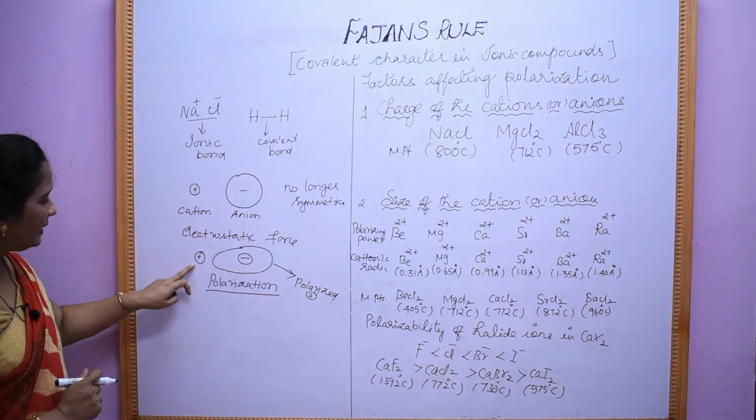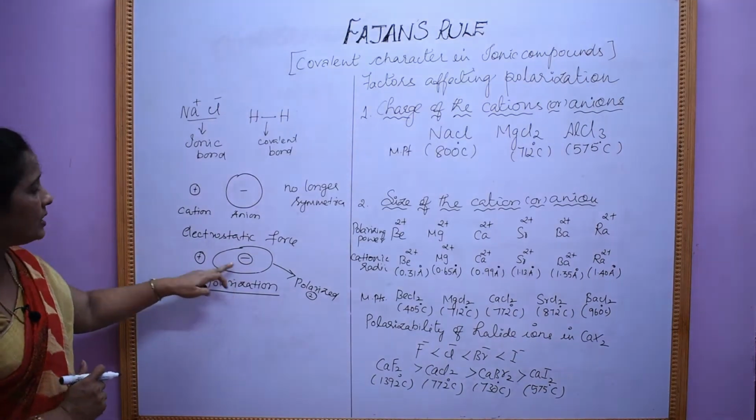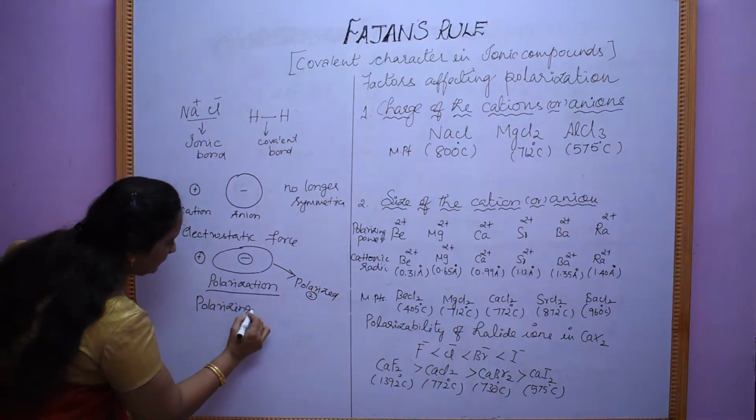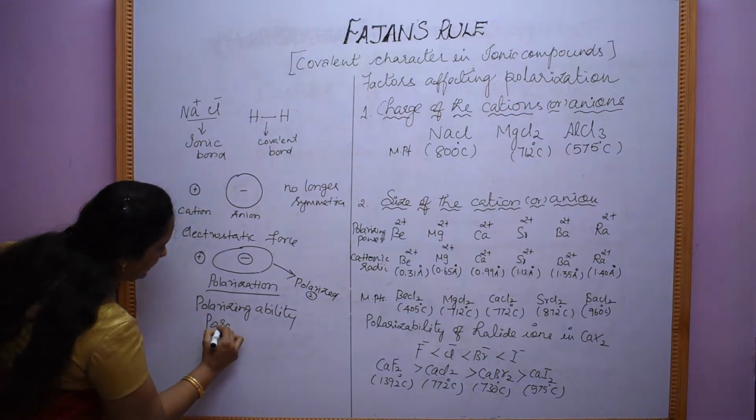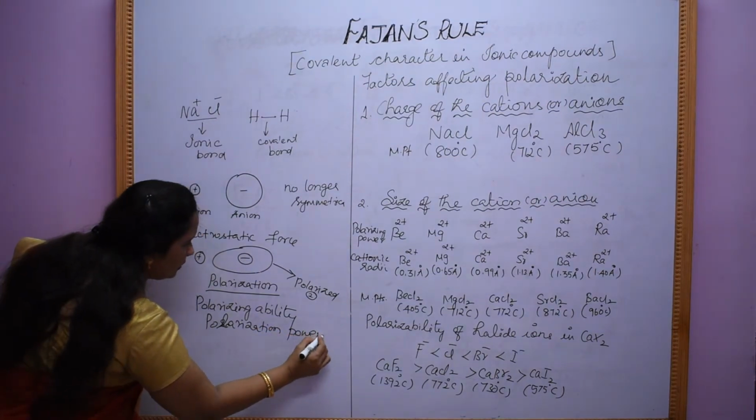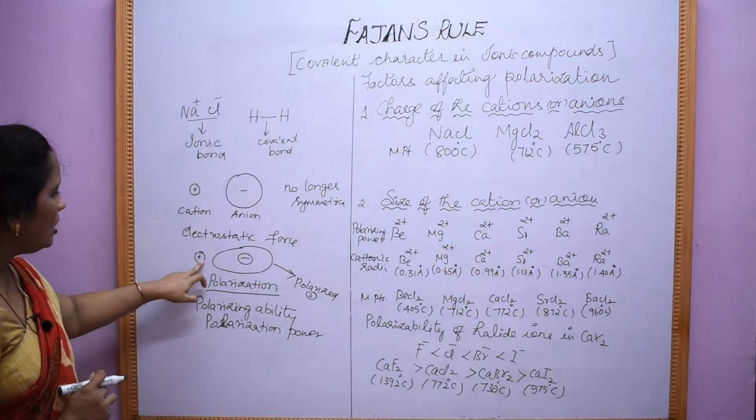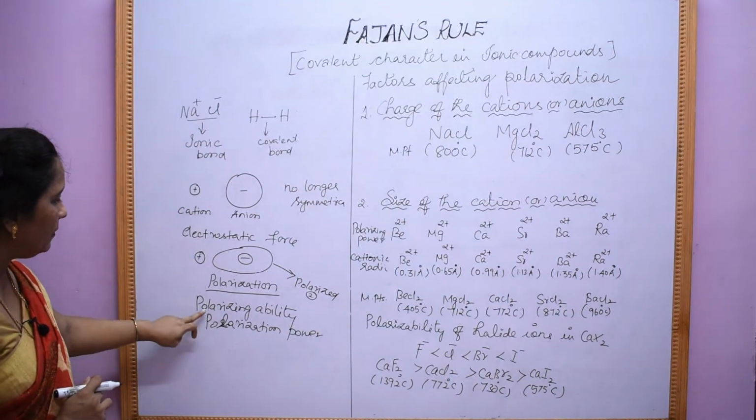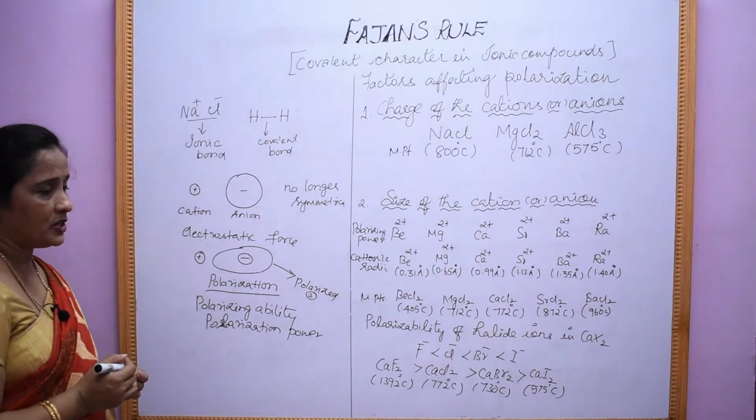The third one is that the ability of the cation to polarize the anion is called polarizing ability. What is polarizing ability, or polarization power? The ability of the metal cation to polarize the anion is called the polarization ability, polarizing power, or polarization power.